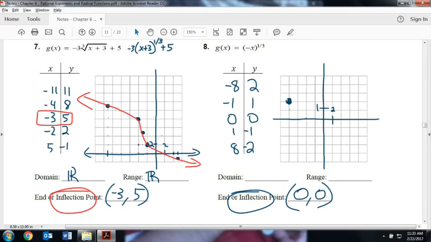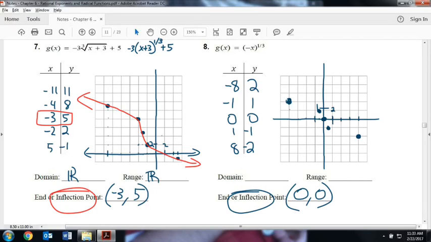Negative 1, 1. So that's 2 right there. So negative 1, 1. That'll be that guy right there. 0, 0. Positive 1, 1. And positive 8, negative 2. 2, 4, 6, 8. Negative 1, negative 2. That'll be that guy right there.